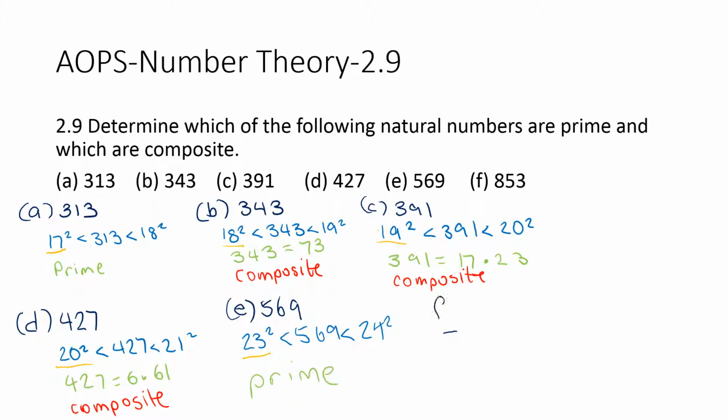And F, 853. So 853 is in between 29 squared and 30 squared. So we only have to test all the prime numbers up to 29, and if we do that, there are no prime numbers under 29 that are divisors of 853. So 853 is prime.